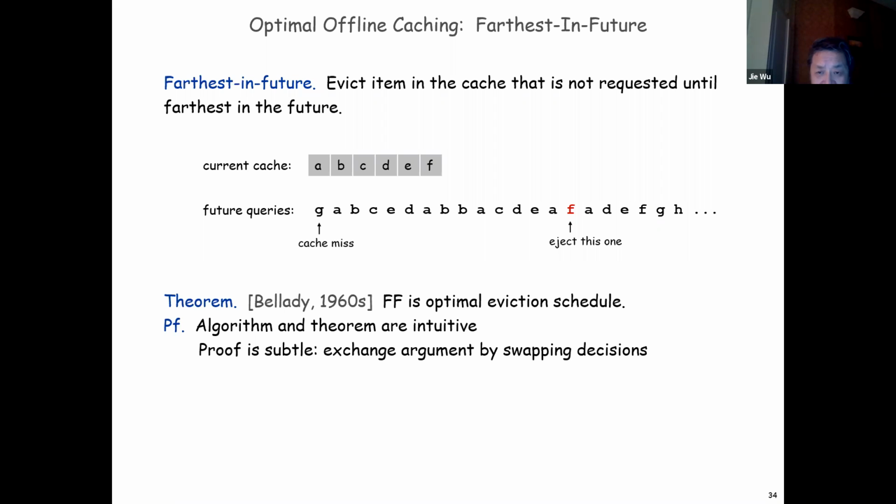It's also the kind of idea we talked about, like inversion, right? Swapping. You also have some kind of swapping idea here, and it's a swapping decision. It means that whatever the other decision is, you can swap, and then it's no better than this approach. Eventually they prove this optimality.